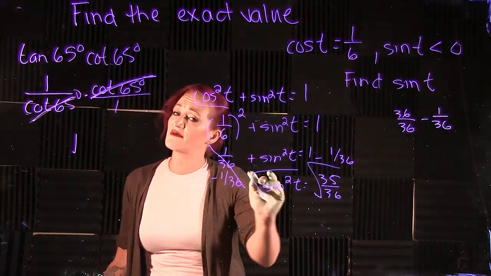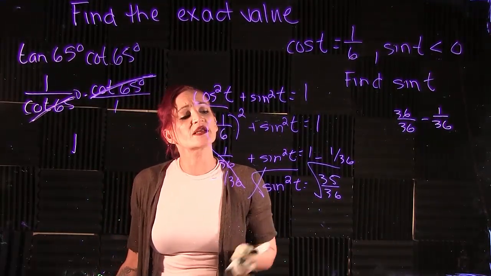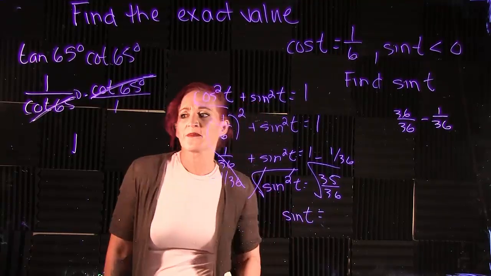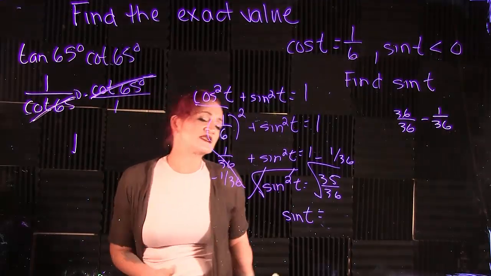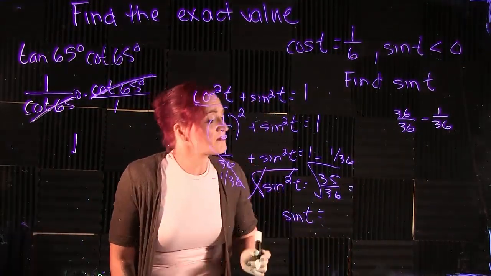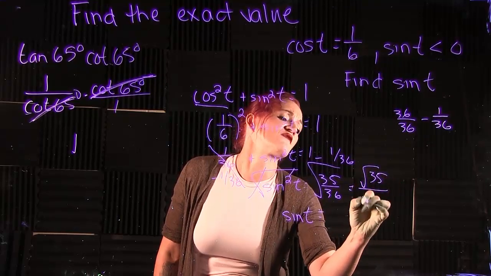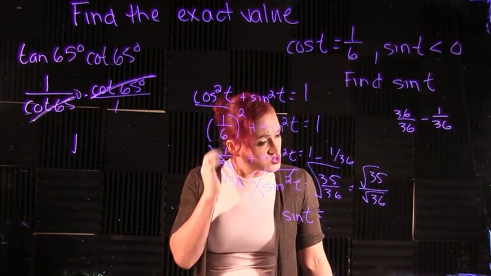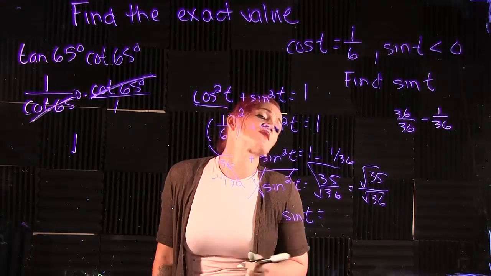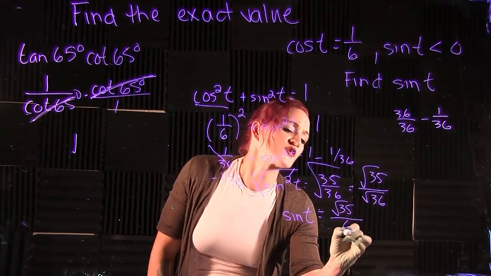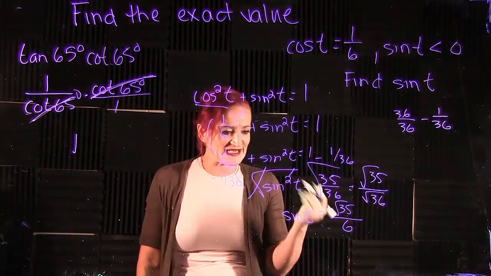We have sine squared here. So we're going to take the square root of the left, which is going to leave us with sine t. On the right-hand side, simplify that radical. Keep in mind that the square root of 35 over 36 is the same thing as the square root of 35 divided by the square root of 36. The square root of 35, we cannot simplify that, so we will drop that down. But the square root of 36 is a 6.